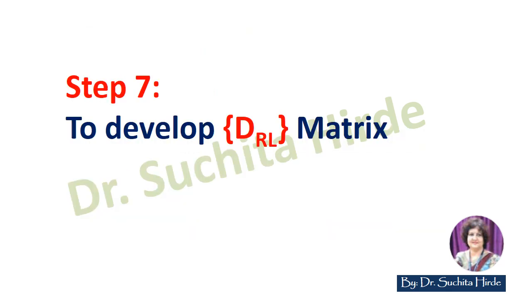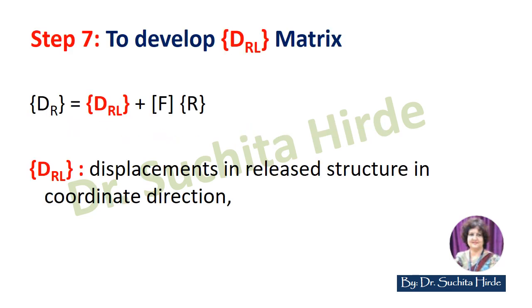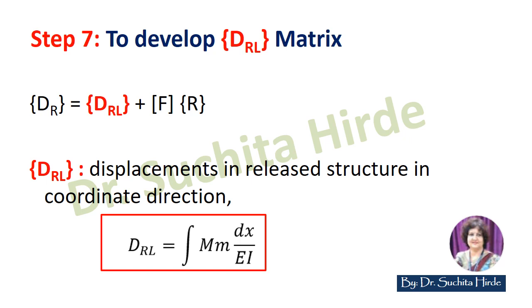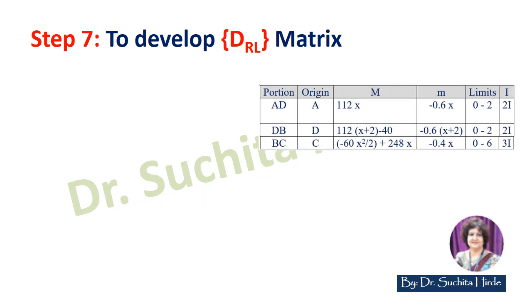After preparing the table, we will develop the DRL and F matrix. Let us first see how to develop the DRL matrix. We know that DRL means displacement in the released structure in the direction of coordinate, and it is calculated using this integration, integral of Mm dx upon EI. This is the table which we have prepared. There are three different parts in this beam, that is AD, DB and BC. So we have to calculate this integration for three different parts. Either you can write a single equation or you can separately write for AD, DB and BC to avoid calculation mistakes.